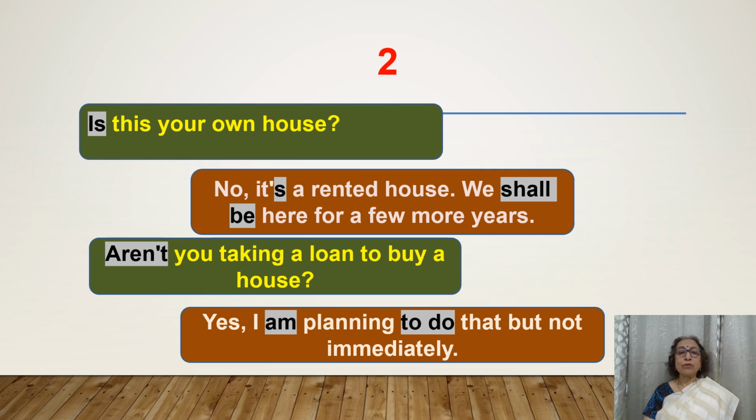So now look at the conversation. Is this your own house? No, it's a rented house. Now see the question. Is this your own house? No, it's a rented house. We shall be here for a few more years. So one more additional information, not asked, but given. We shall be here for a few more years.